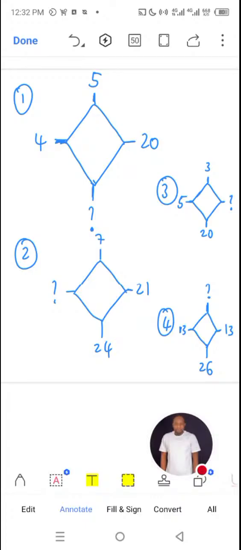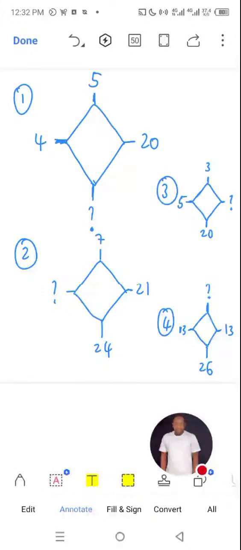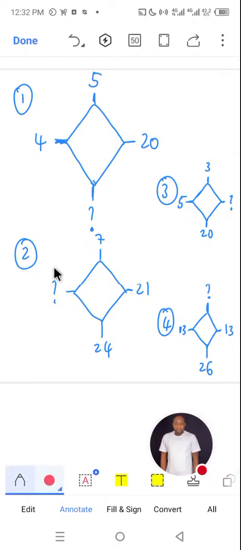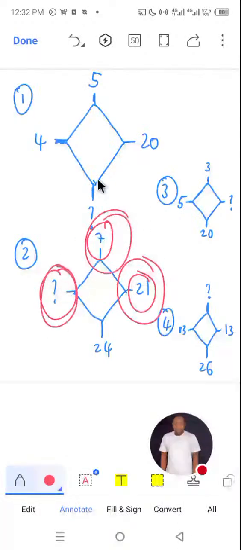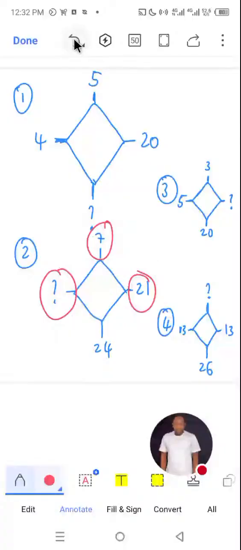Number 2 is 3. Okay, because 3 times 7 is 21. I think that makes sense too. Yeah, 3. This has to be 3 because 3 times 7 will give us 21. Or you can say 21 divided by 7, you get 3. That makes sense. All right, what about number 3? Anybody? Number 3.